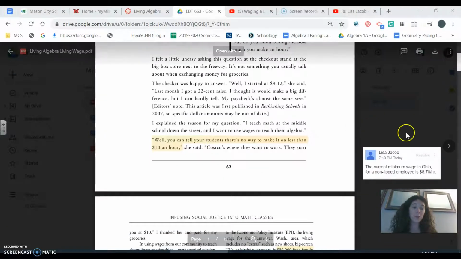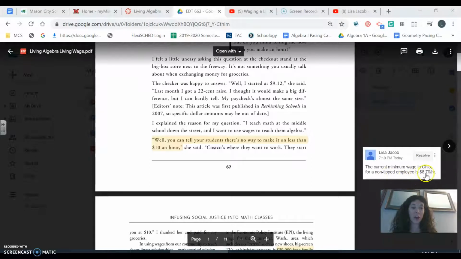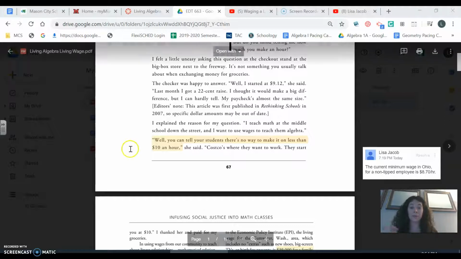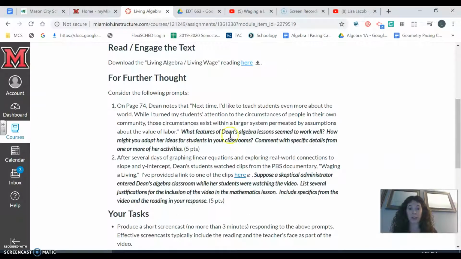Before I answer these prompts, I just want to note that I did look up Ohio's non-tipped employee minimum wage, and it is $8.70 an hour, which again is much less than this employee's claim back in 2007 of at least making $10 an hour. So I just thought that was really interesting.